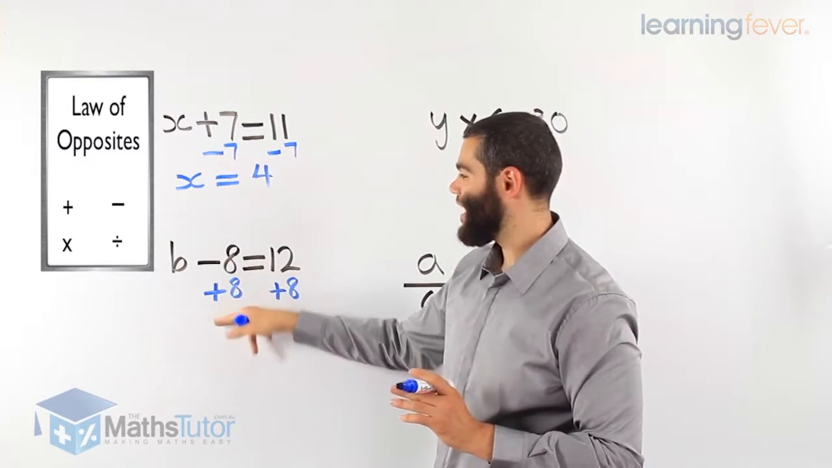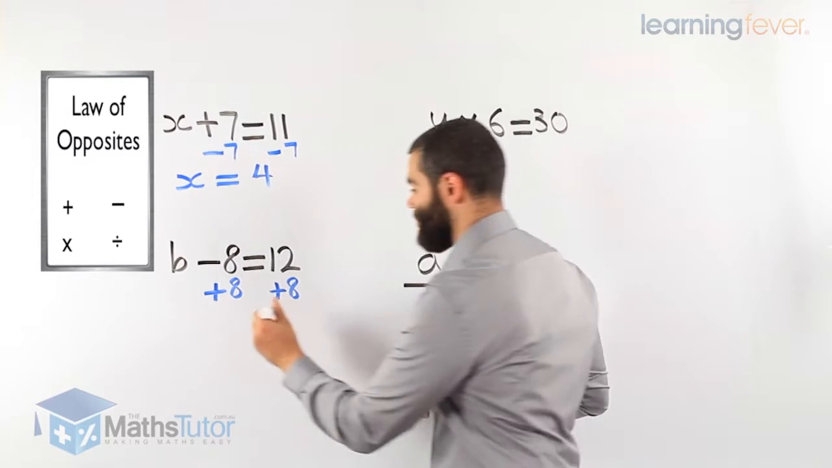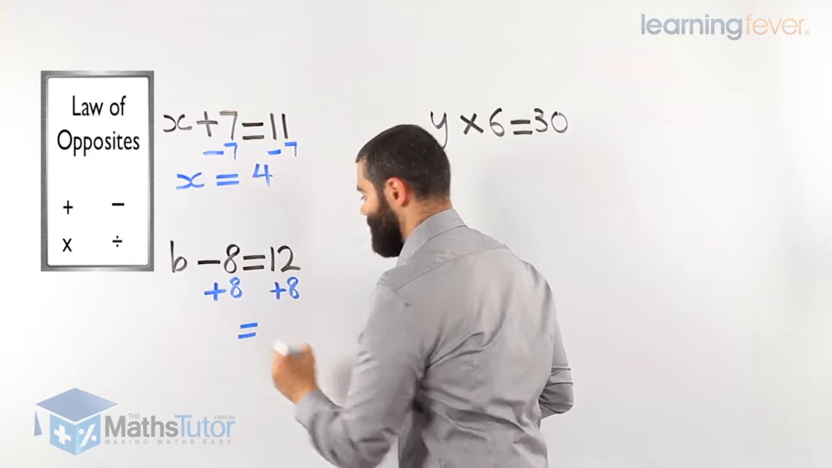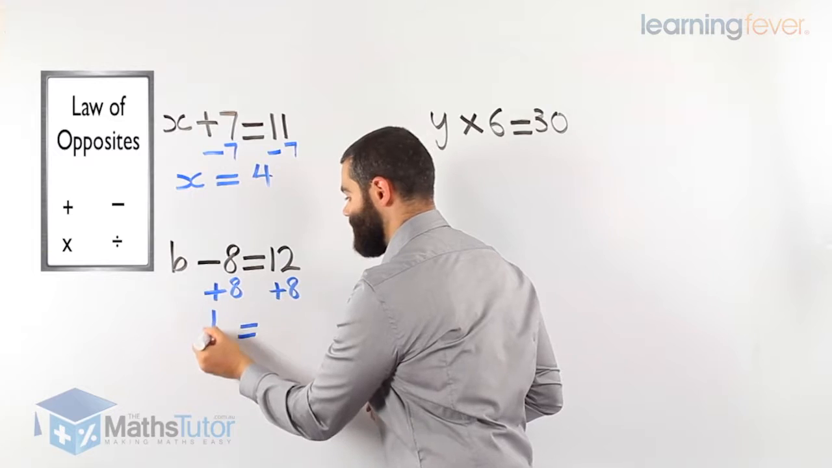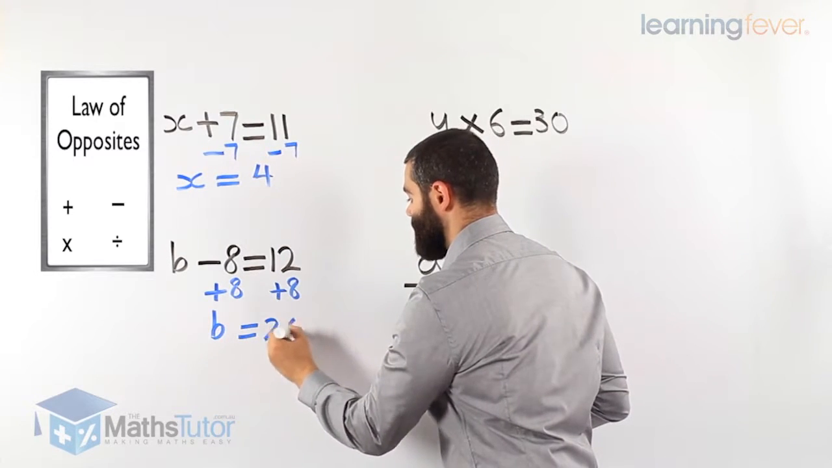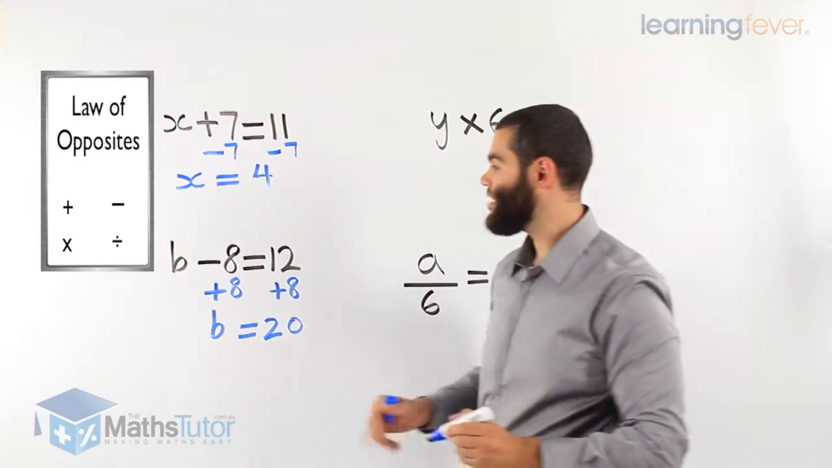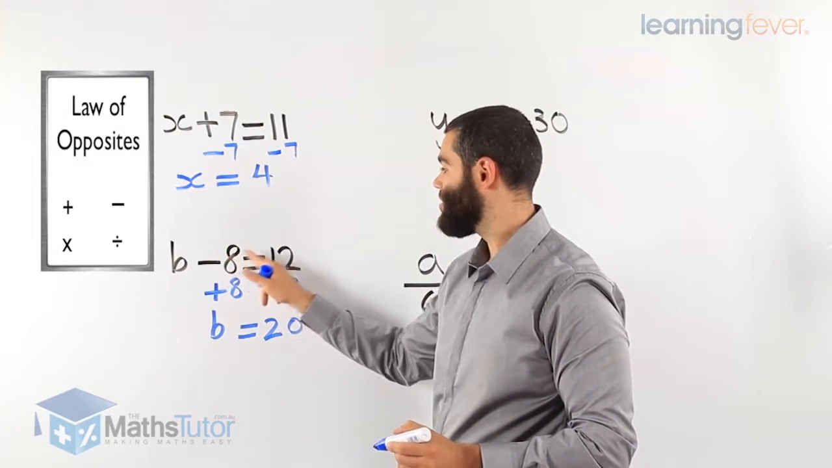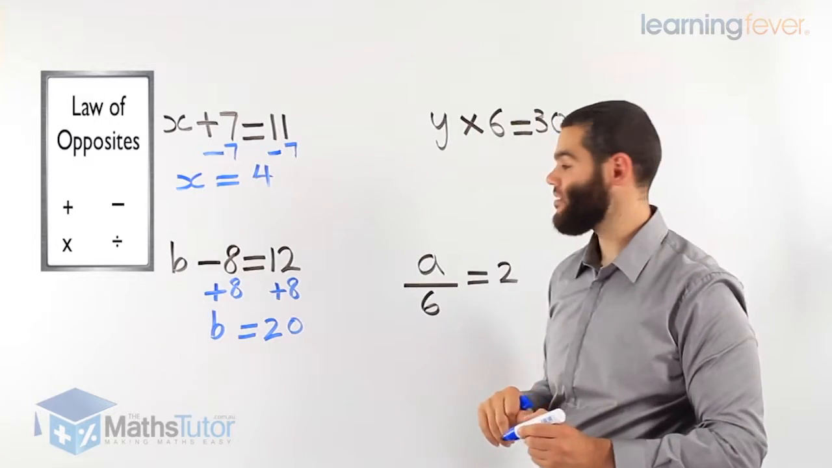So minus 8 plus 8 is gone. See you later. And our B is left over here. 12 plus 8 is 20. B is 20. Let's see. 20 take away 8 equals 12. Yes, it's correct.